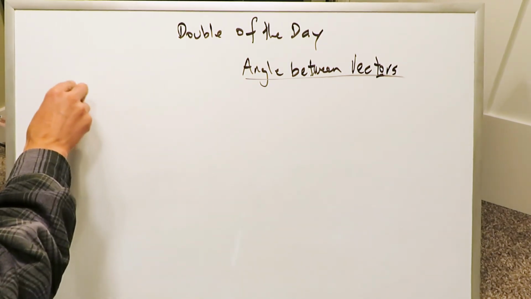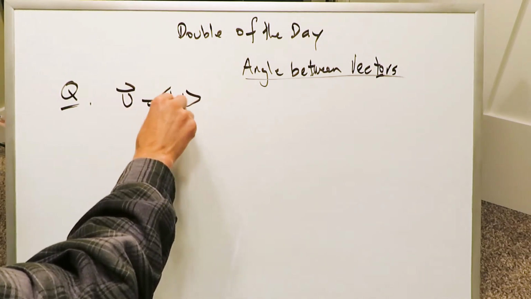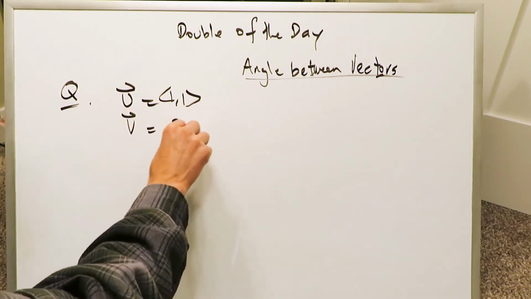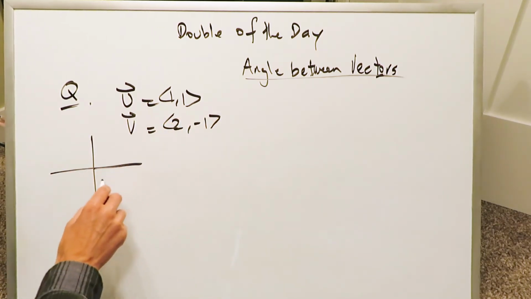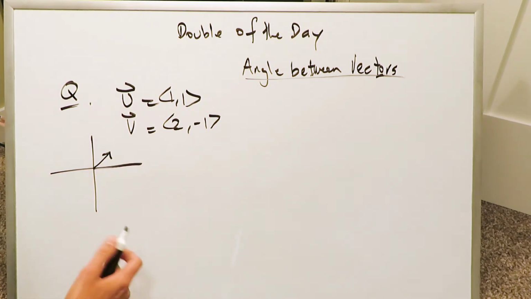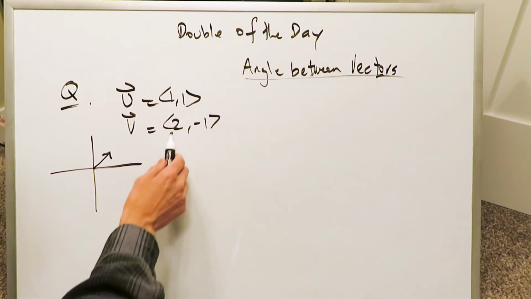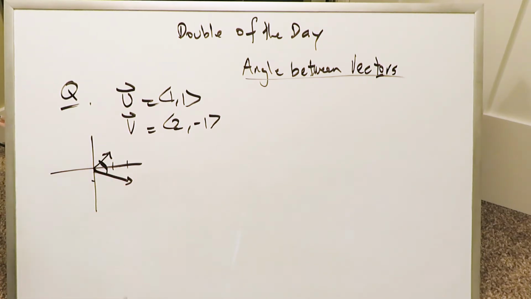Let one question be this: vector u is equal to 1, 1. The other vector v is equal to 2, minus 1. If you graph it out, it tells you exactly what you are looking at. 1, 1 would be a vector which looks like here. I'm not worrying too much about the size. We're just looking at the angles there. And 2, minus 1 would be something which would look like this. We're looking at this angle right over here.